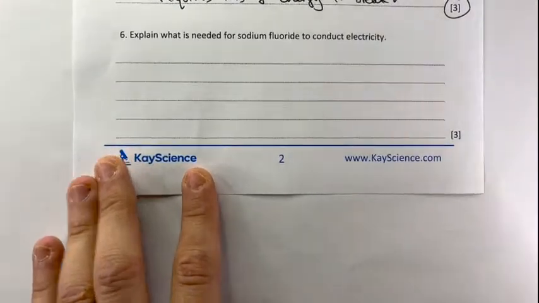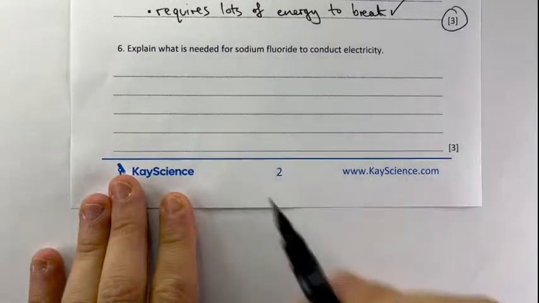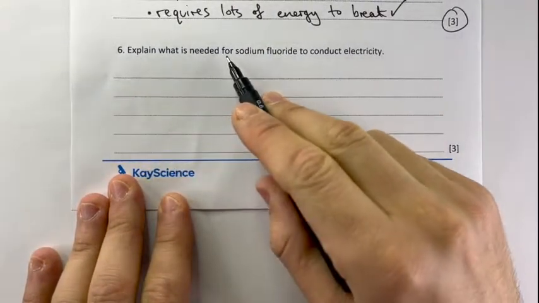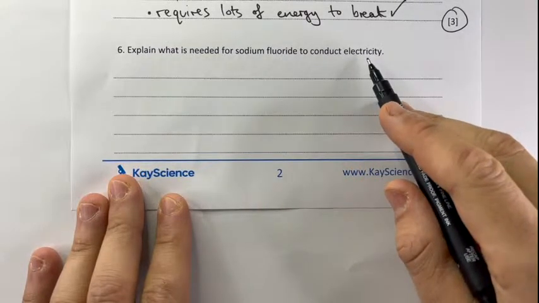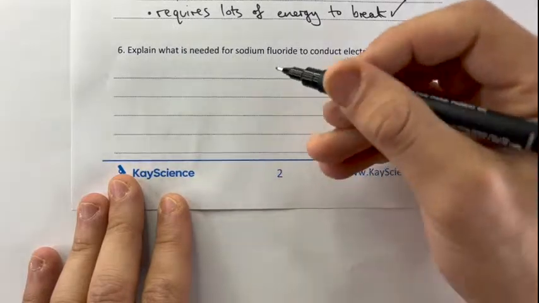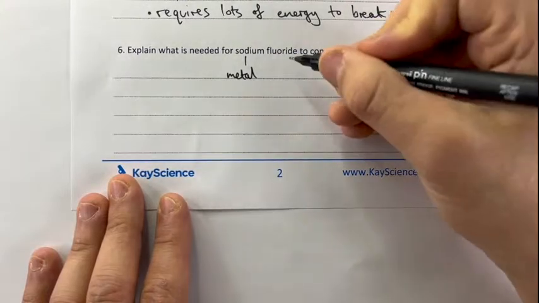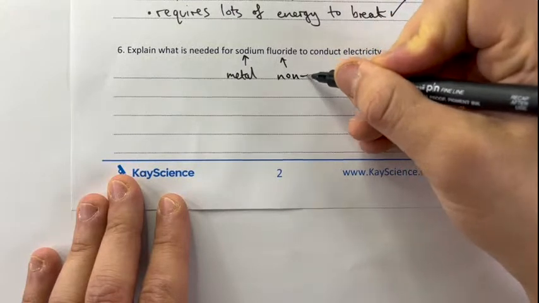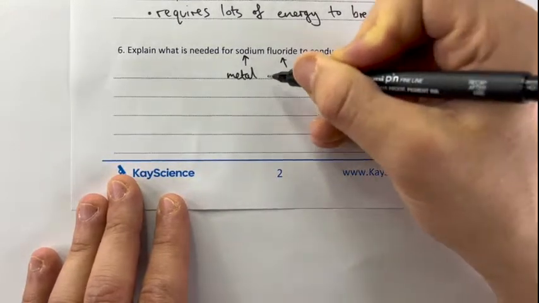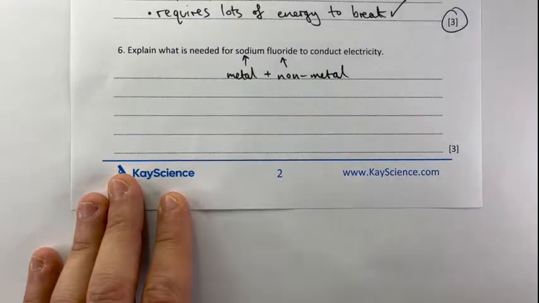Next question. This one is a classic question that a lot of students struggle with. Explain what is needed for sodium fluoride to conduct electricity. Again, you need to be able to identify that sodium is a metal, and fluoride, which comes from fluorine, is a non-metal. Now, if you do not know that, look at your periodic table. And if you don't know how to use a periodic table, watch my video on how to use periodic tables. It will massively help you.